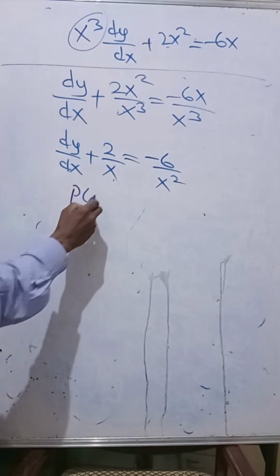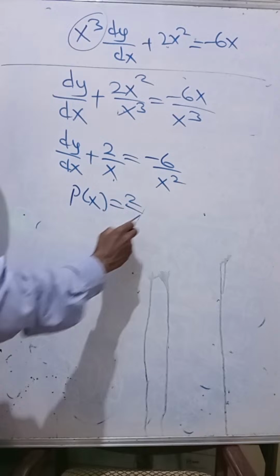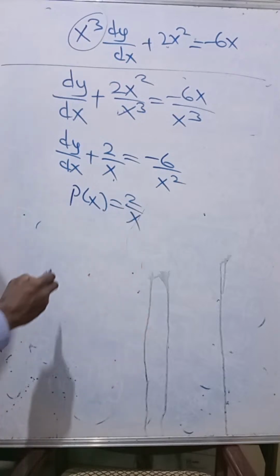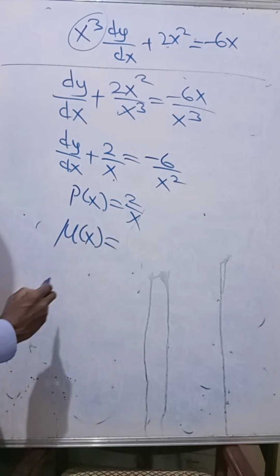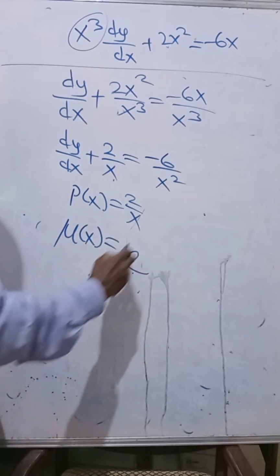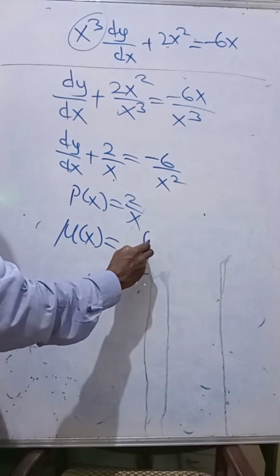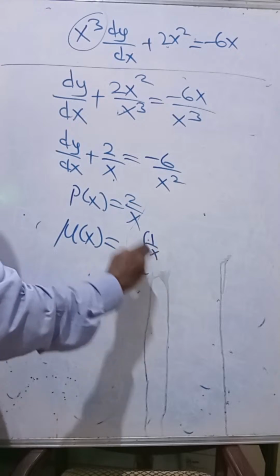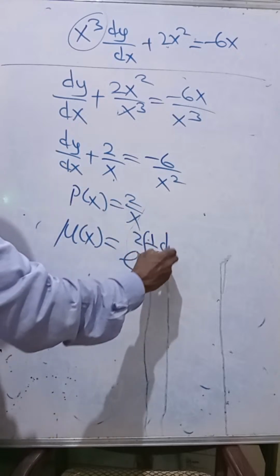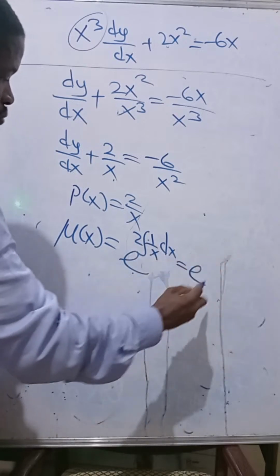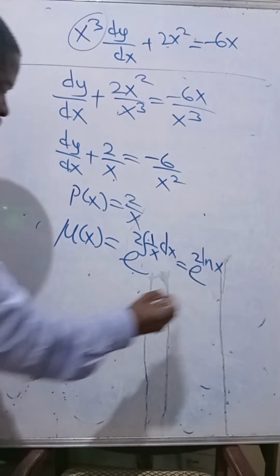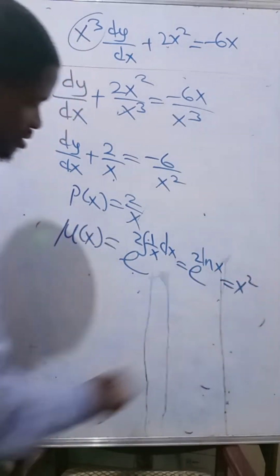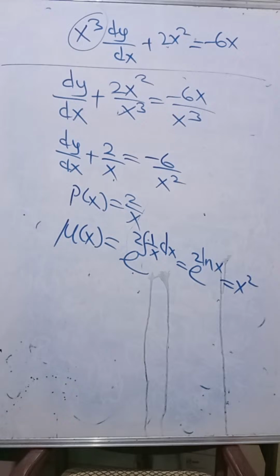So whereby my P of x is equal to this. Then get the integral factor as a function of x, which has this formula. P of x is 2 over x. You can take that 2 outside, and that will be equal to e to the power of natural logarithm of x times 2, and that will be equal to x squared.